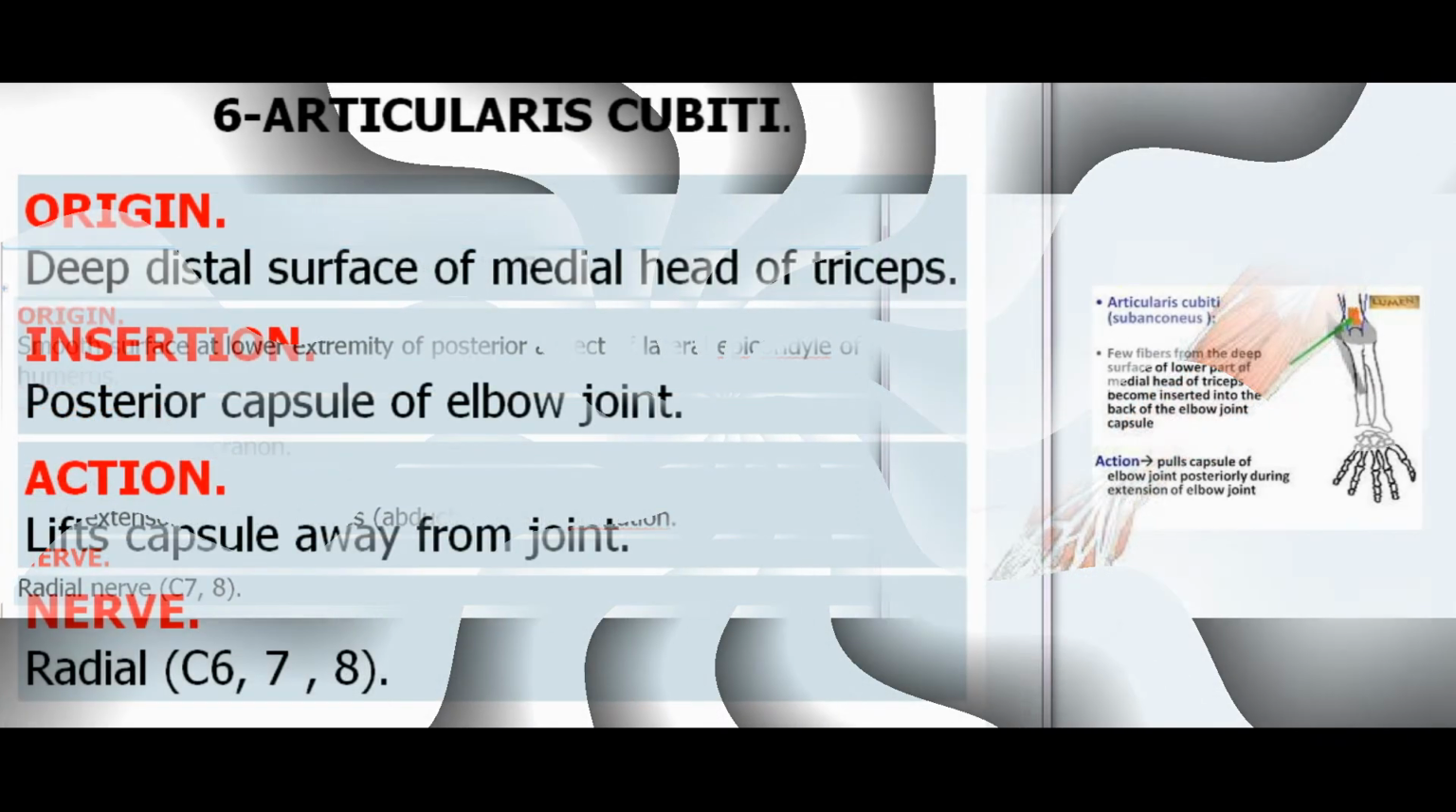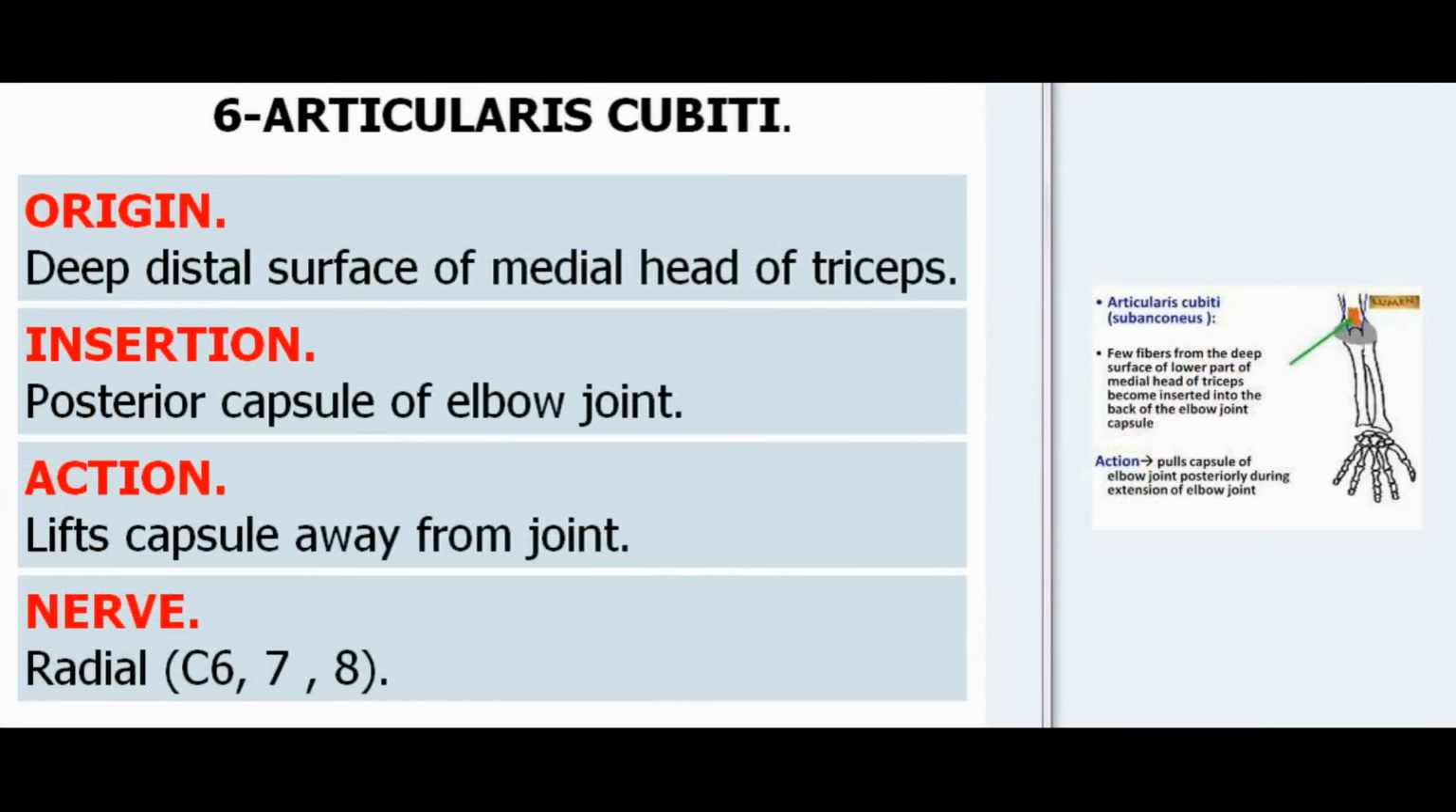6. Articularis cubiti. Origin: deep distal surface of medial head of triceps. Insertion: posterior capsule of elbow joint. Action: lifts capsule away from joint. Nerve: radial, C6, 7, 8.